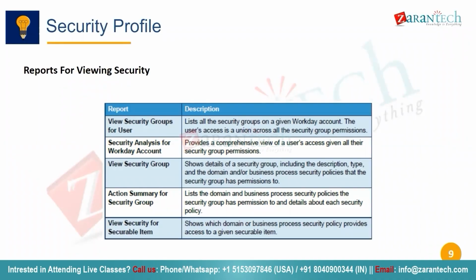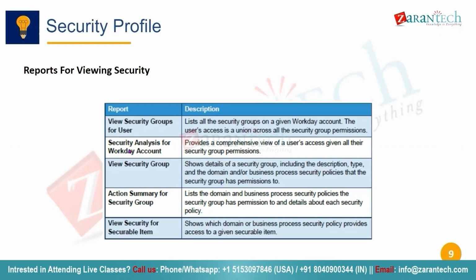Yes, Sunil? So the first one will tell you only the security group access. I just want to know what kind of security group access I have, let's say report writer access, implementer access, or employee as self access. Here you can view only the security groups. You don't see anything else in that. It will only list all the security groups that a user is assigned to.